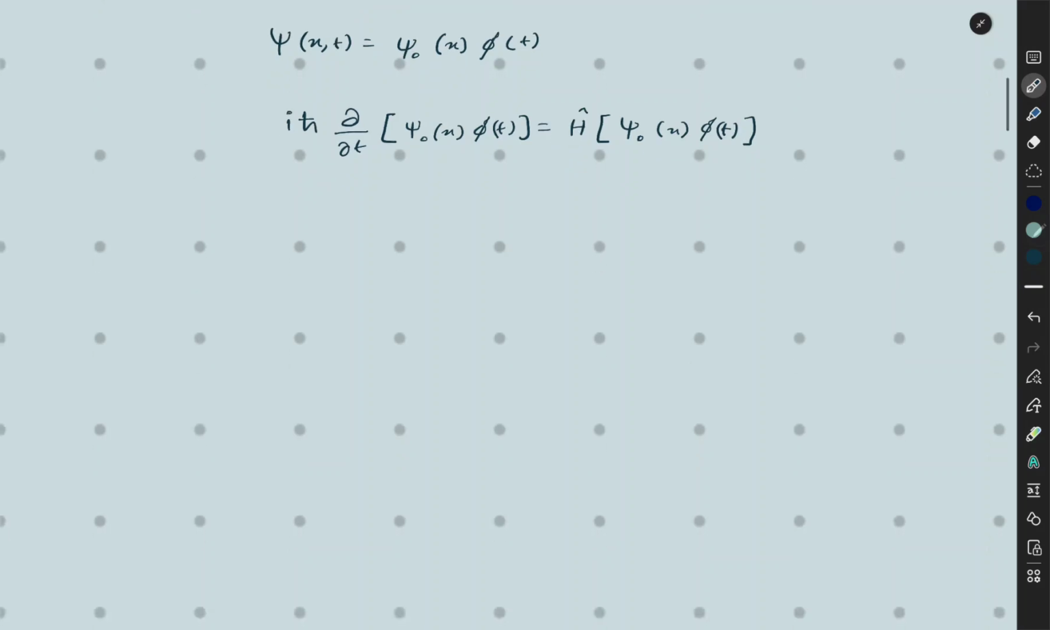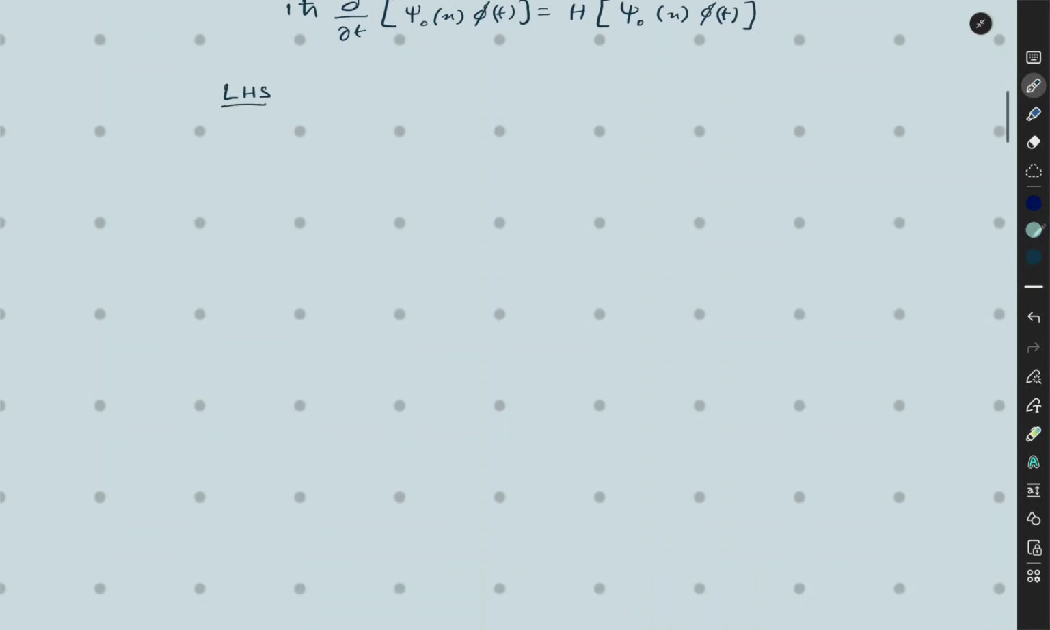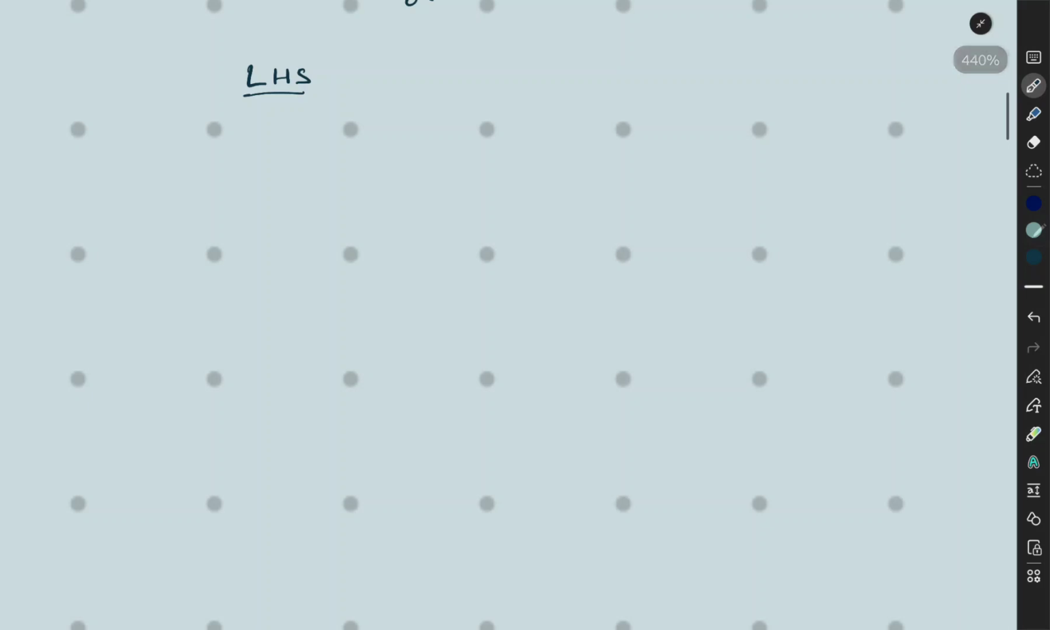So now let's evaluate these derivatives. On the left hand side, the time derivative del by del t ignores psi naught of x, because it treats it as a constant. Therefore we get i h cut psi naught of x into del phi of t by del t.